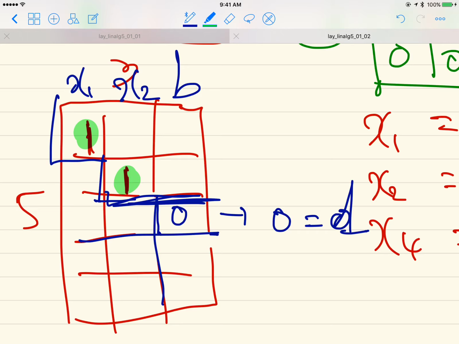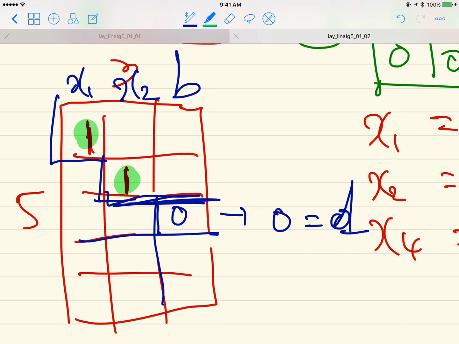Okay, and then let me ask another question. Is it also possible that we have infinitely many solutions? In other words, if we imagine the original equations, we have 5 different equations, but we only have 2 variables. But still, is it possible to have infinitely many solutions? Yes, the answer is yes.